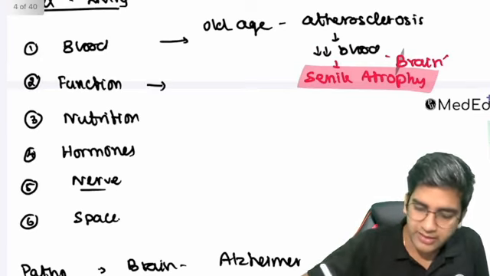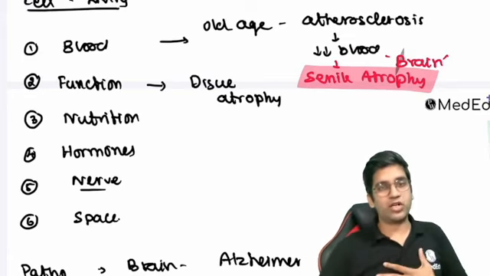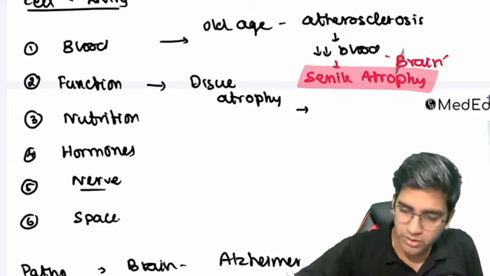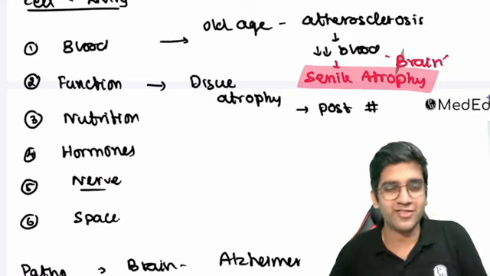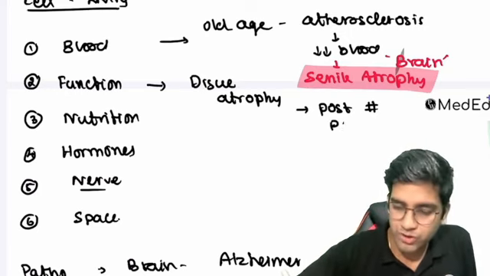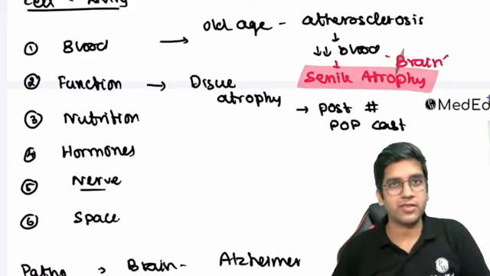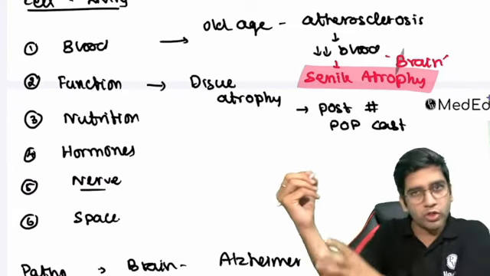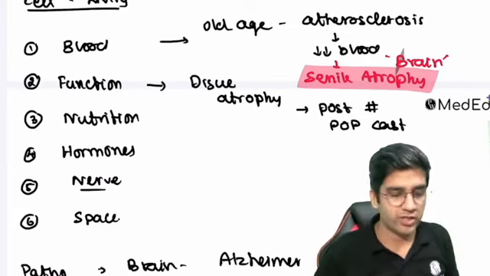Function. Like I said, every organ needs to be used. I have something called disuse atrophy. The best example I think of for disuse atrophy is the fracture. Post fracture, we have a plaster of Paris cast, the white-colored cast you put, right? That's called a POP cast. Once you put a POP cast, you don't move the limb for the next 6 weeks. When you remove it, automatically it will have undergone atrophy. That's disuse atrophy. Any organ you don't use undergoes atrophy.